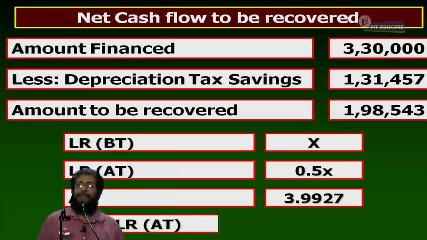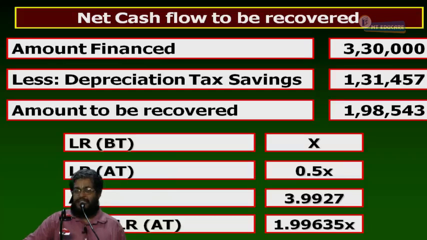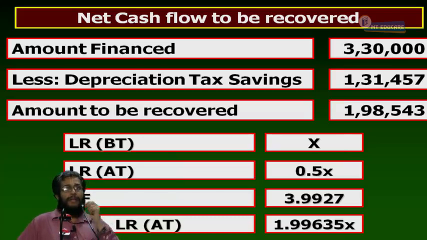Next, discounted lease rental after tax. What is the number? 1.99635X. Discounted lease rental after tax is 1.99635X. Can I proceed?